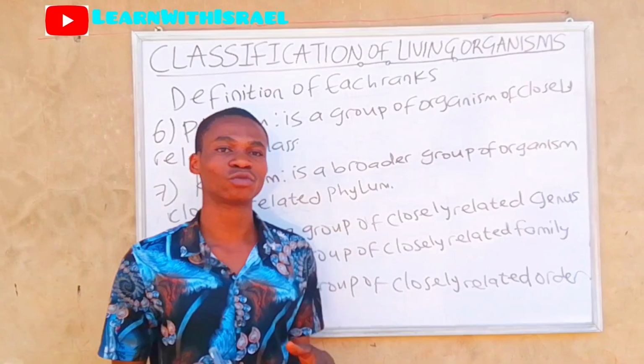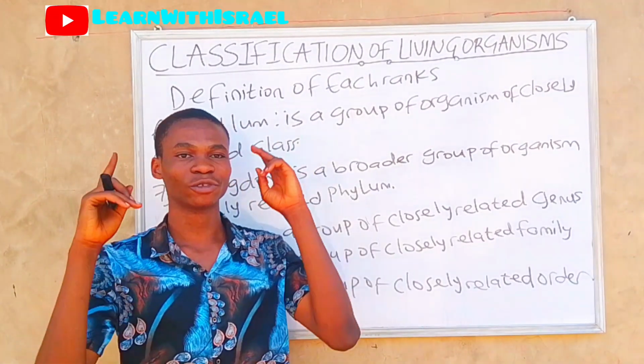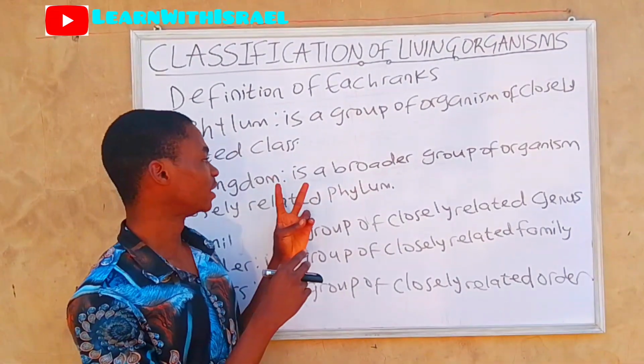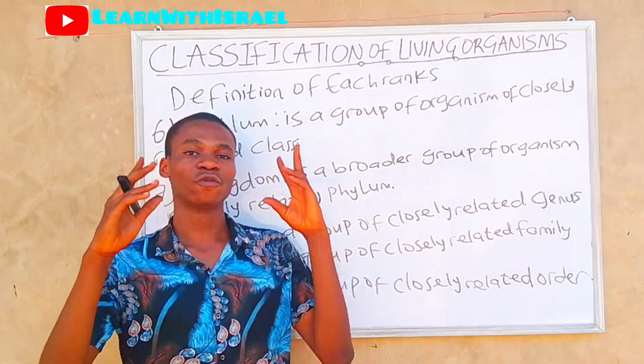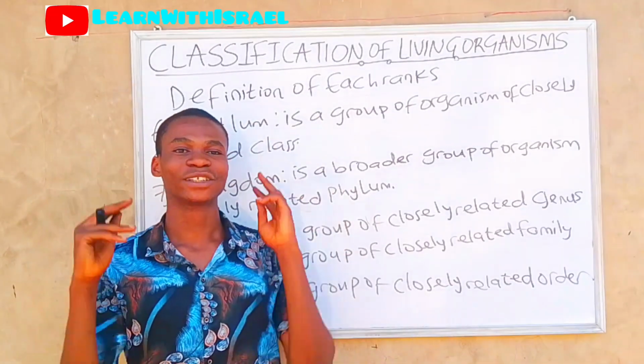So now let's move to the modern classification of taxonomy, where we'll be talking about kingdom, how kingdom is being divided into 5, and after that we'll be treating practice questions.